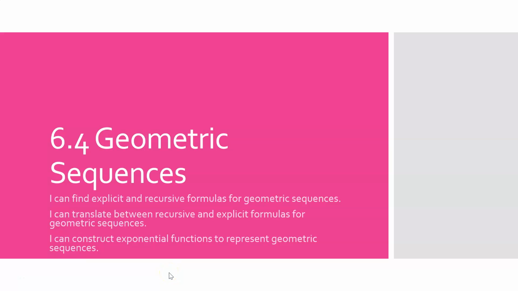Today in Intermediate Algebra, we look at section 6.4, where we start talking about geometric sequences. The three objectives for this section over the next couple of days are: I can find the explicit and recursive formulas for geometric sequences, I can translate between recursive and explicit formulas for geometric sequences, and I can construct exponential functions to represent geometric sequences.